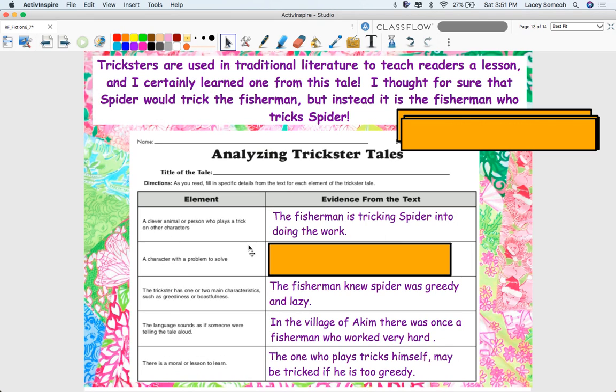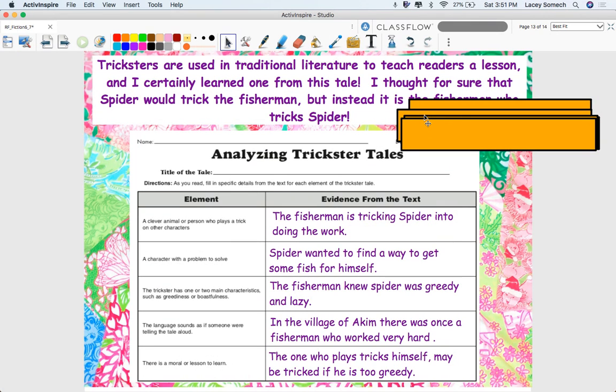Now, what did Spider want? What was his problem that started the very beginning? Why did he even approach the fisherman? What was he wanting from the fisherman? Remember? Yes. The spider wanted to find a way to get some fish for himself because this fisherman was known for pulling in the larger fish, right? And he thought he'd outwit him, but that fisherman was too smart for Spider today.